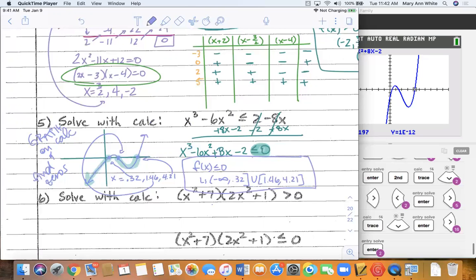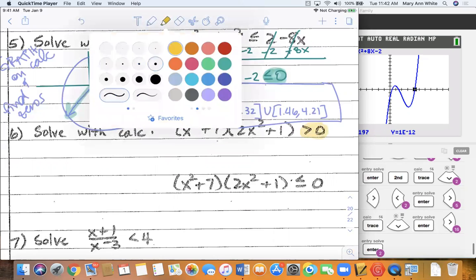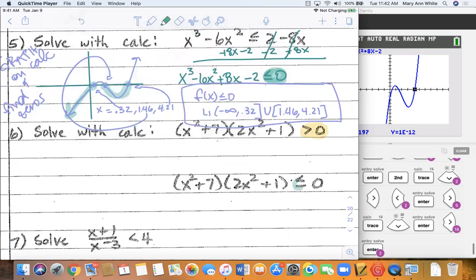Okay, we've got just enough time to look at this last one, which is perfect. It says solve with the calculator. And it looks like two separate problems, but it's the same equation. Just one of them says where it's greater than 0, so that's when it's a positive y. And then the other one says when it's less than or equal to 0. So let's go graph this.